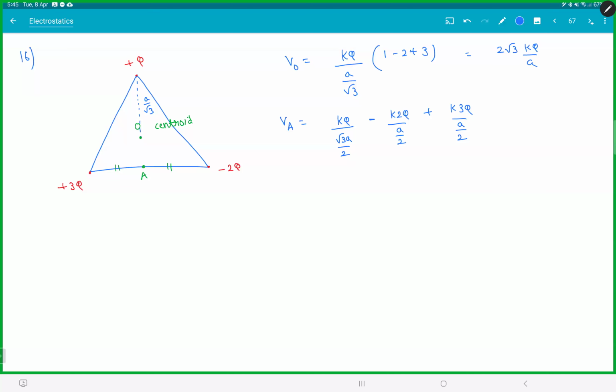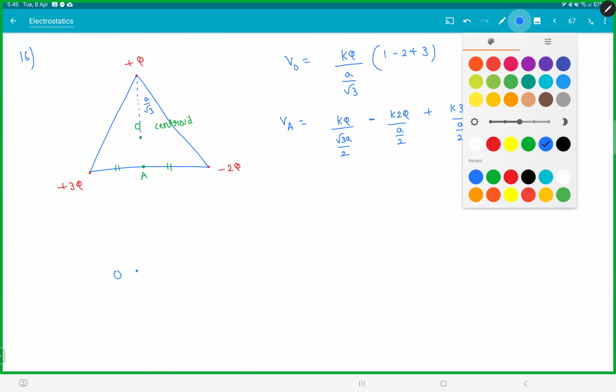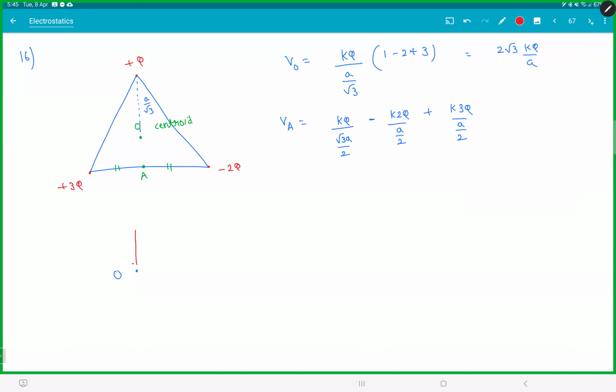Now, when it comes to field, if you look at O here, the plus is pushing down. So I'll do one thing for convenience. I will write E is equal to KQ by A by root 3 whole square. So I'll call this thing E. Then 2Q will attract towards itself, so that will be 2E. 3E will push away from here. So this will be 3E, right?